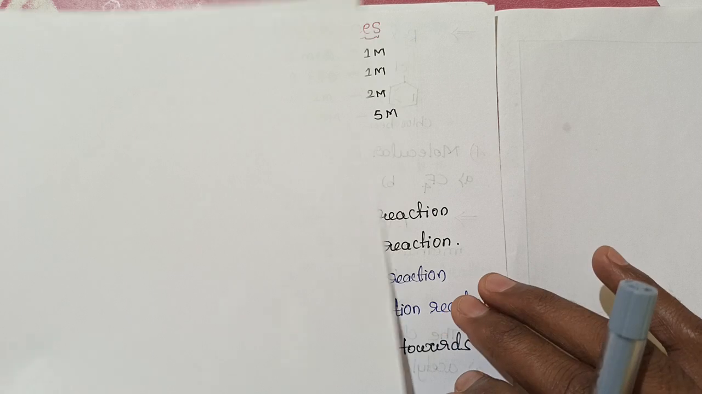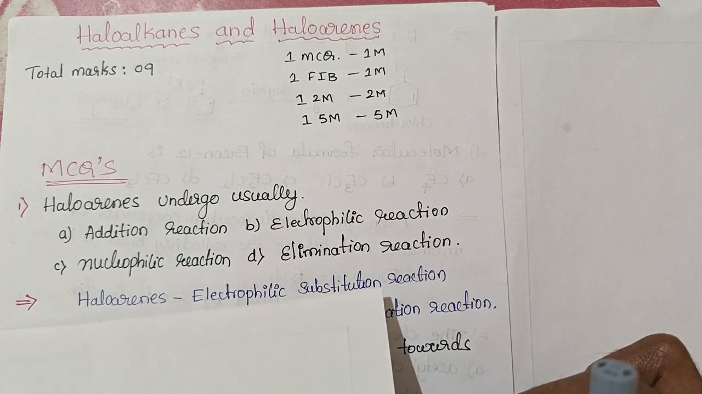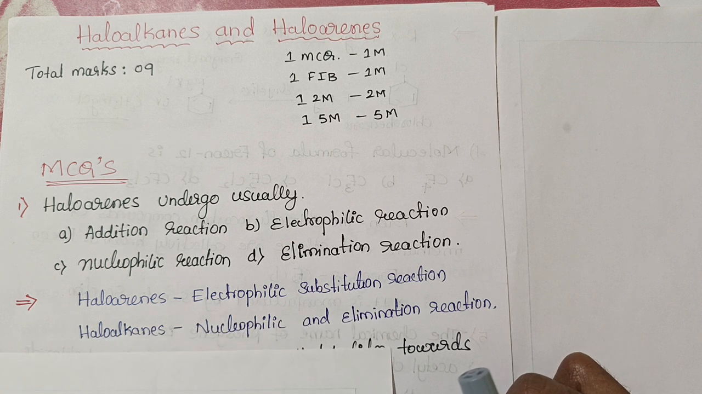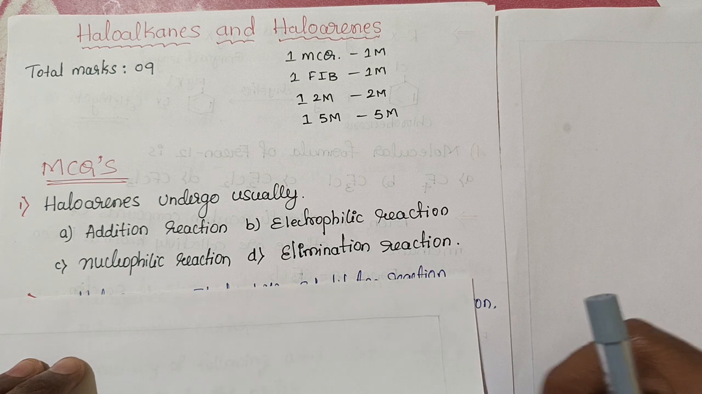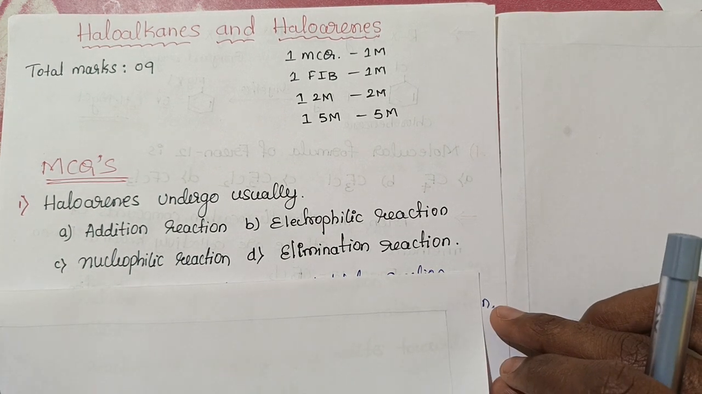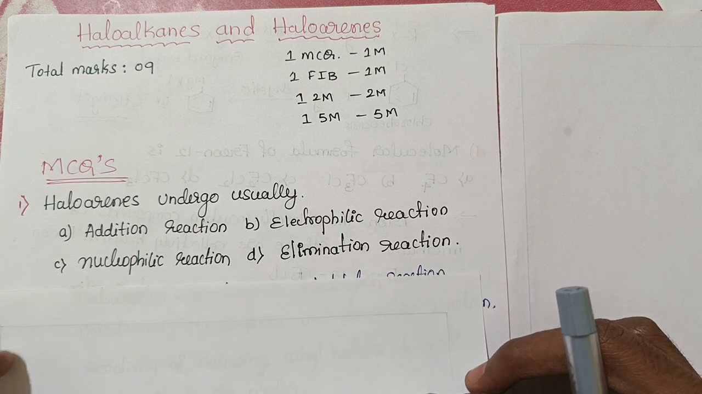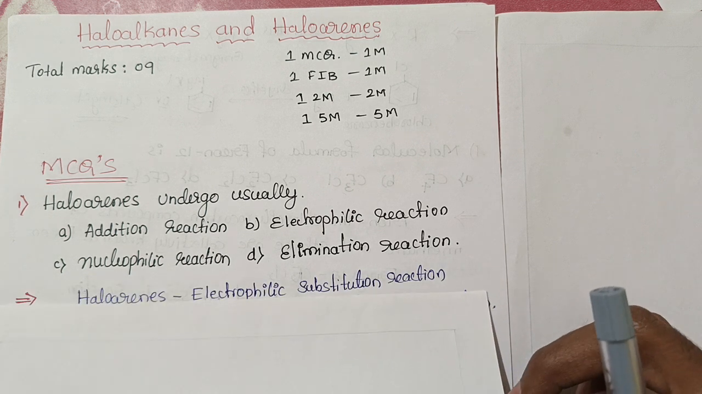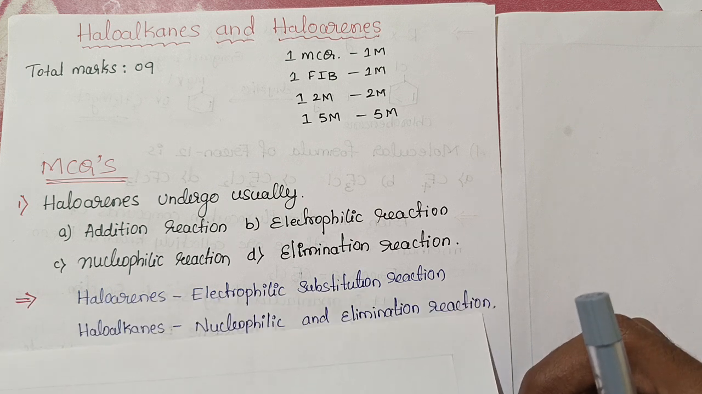Okay, so under that we have to discuss part A. These MCQs I collected from various district question papers. The very first one is: haloarenes usually undergo. They gave 4 options: addition reaction, electrophilic reaction, nucleophilic reaction, and elimination reaction. If you study the chapter thoroughly, we can easily get the answer for this question.